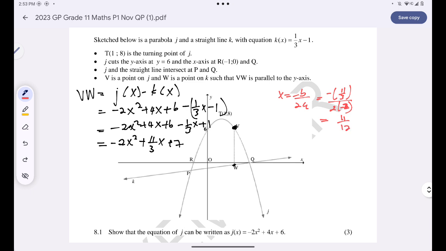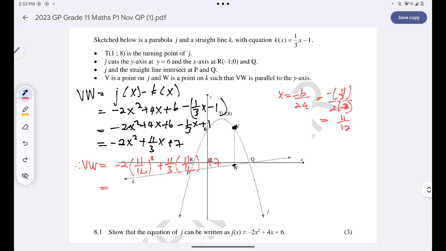Let me confirm. Negative 11 over 3. Yeah, that's 11 over 12. Okay, so therefore the maximum length of VW is -2 multiplied by 11 over 12 squared plus 11 over 3 multiplied by 11 over 12 plus 7. Whatever answer that I'll get there will be my maximum length.